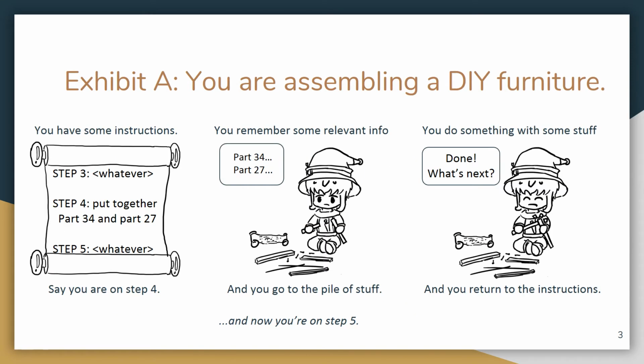So the example is going to be we have this set of instructions, and one of the steps is going to be something like put together parts 34 and 27. So I'm going to look at these instructions. I'm going to remember some relevant information in my head, and then I'm going to move over to the pile of stuff. And then I'm going to do something with those things using the information in my head, which is that I remember that the parts I want are 34 and 27. And then once I'm done, I'm going to go back to the instructions and see what's next.